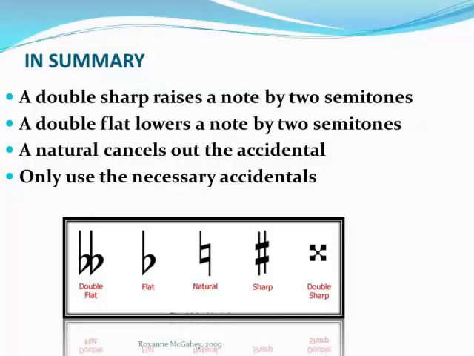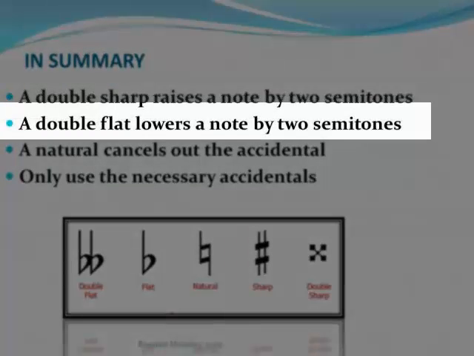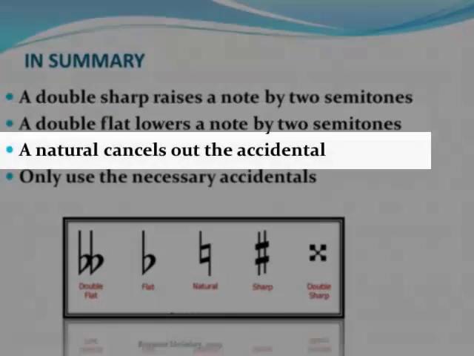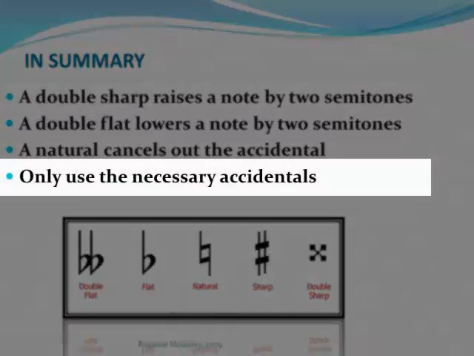Let's just review what we've covered in this module. A double sharp raises a note by 2 half steps, and a double flat lowers it by 2 half steps. A natural cancels out any accidentals. Be careful, though, to use the accidentals correctly and only add the necessary accidentals.